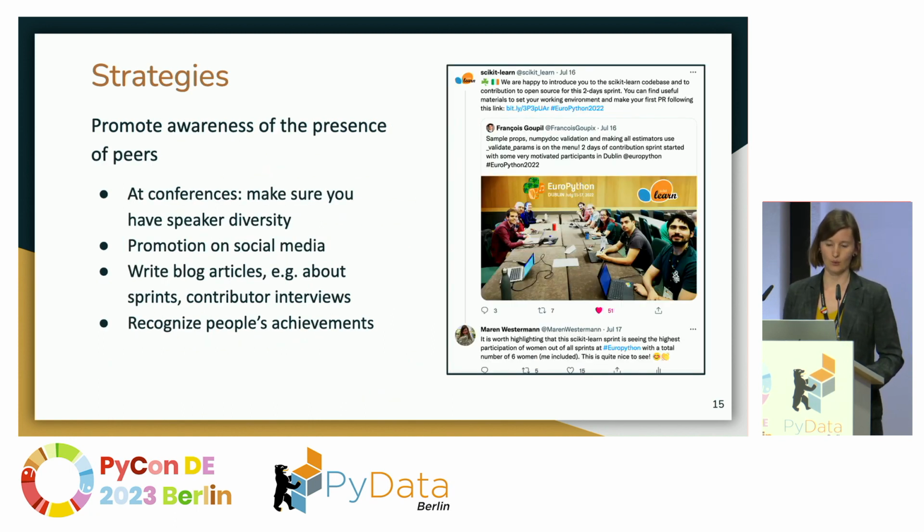Then it's also important to promote awareness of the presence of peers. For example, at conferences like these, you can make sure you have good speaker diversity, and please also promote on social media. For example, PyLadies Berlin has been highlighting all the PyLadies speakers of this conference, so please like and retweet. And if you run workshops targeted at people from underrepresented groups in tech, you can write blog articles about it. You can also do contributor interviews with people from underrepresented backgrounds so that you increase their visibility. And in general, it's always good and important to recognize people's achievements.